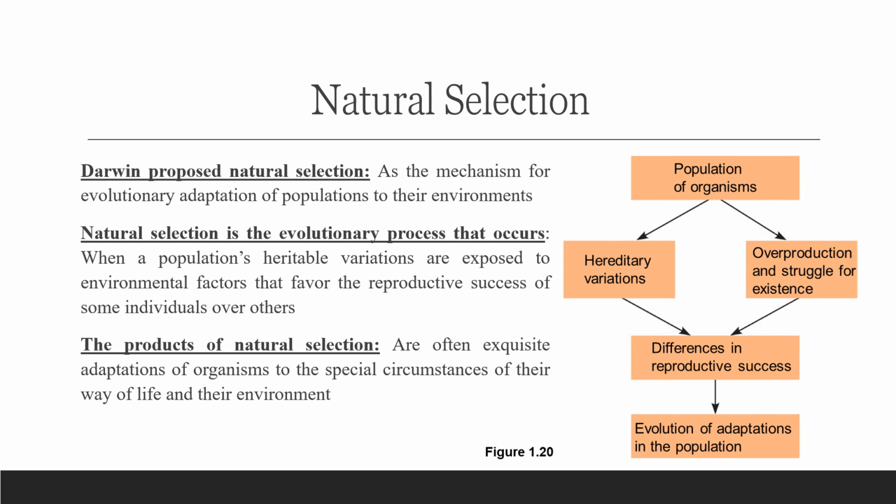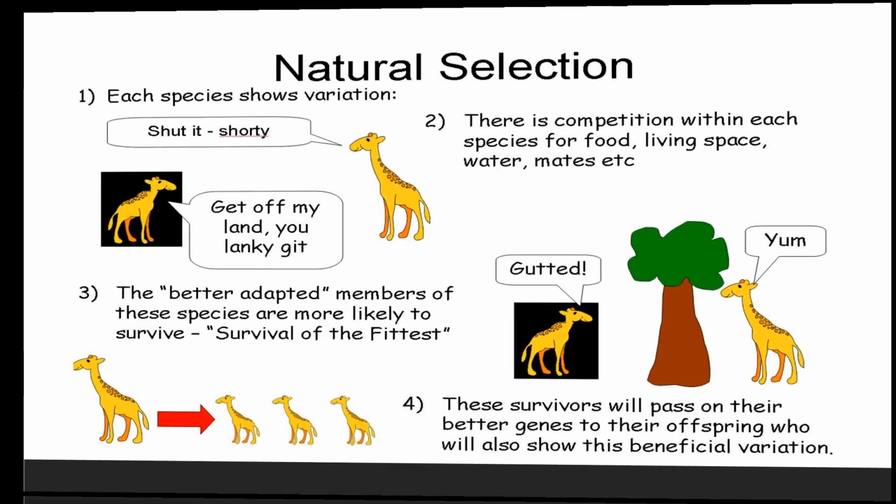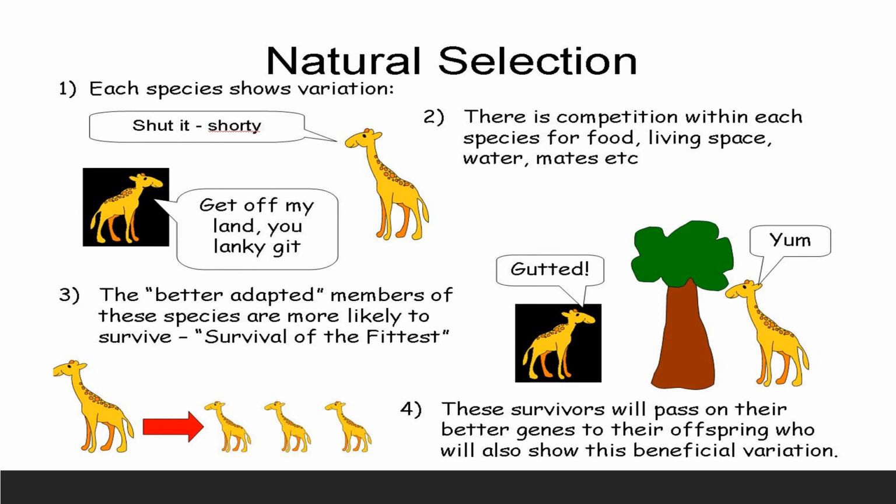The product of natural selection are often exquisite adaptations of organisms to the special circumstances of their way of life and their environment. So, in four steps, if you have to describe natural selection, first, you have to know that each species shows variation. Second, there is a competition within each species for food, living space, water, mates, etc.